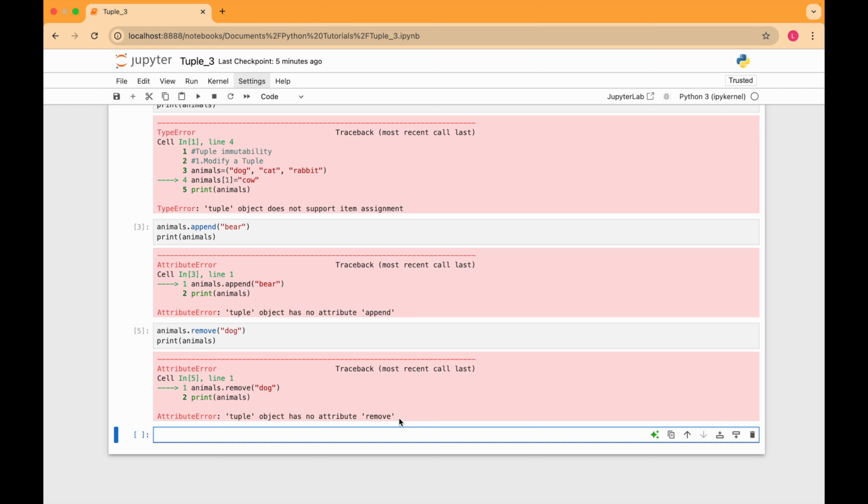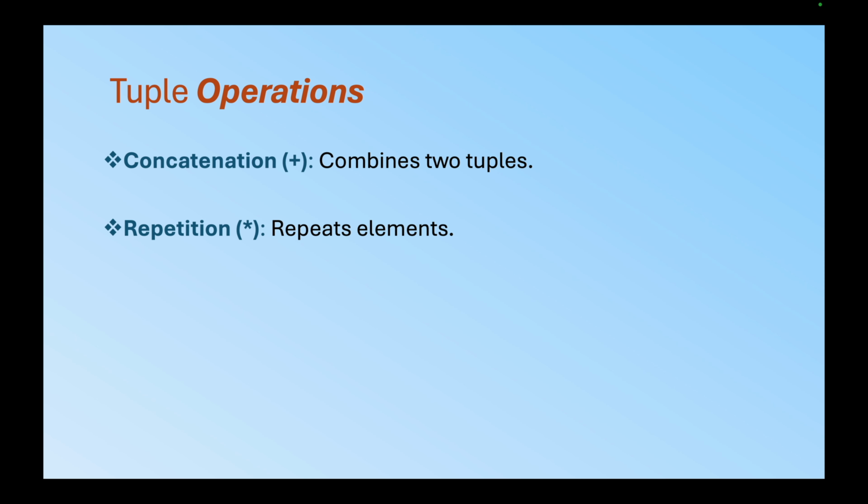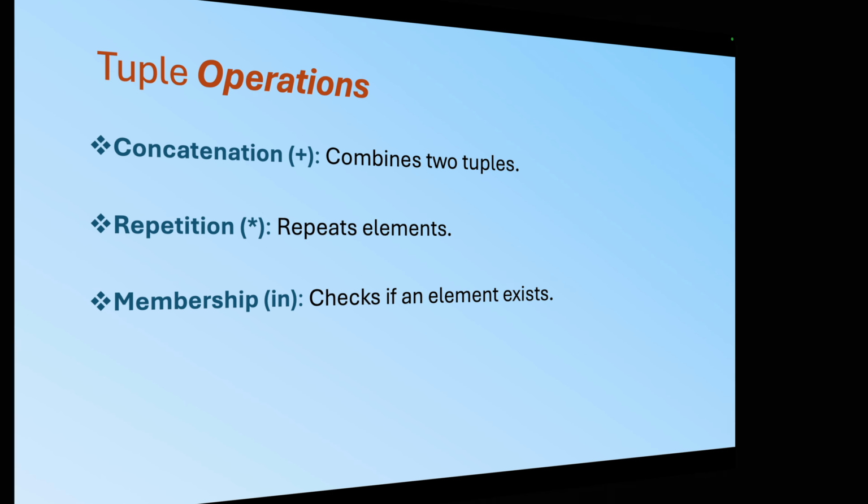Now let's go to another chapter, that is tuple operations. The important operations of tuples are concatenation, repetition and membership. Concatenation combines two tuples. The repetition operation helps to repeat elements. The membership operator checks if an element exists or not, which we have already learned. Now let's go and practice.